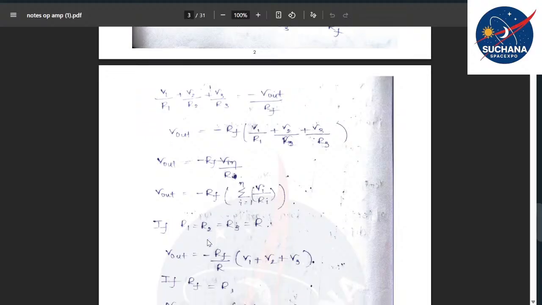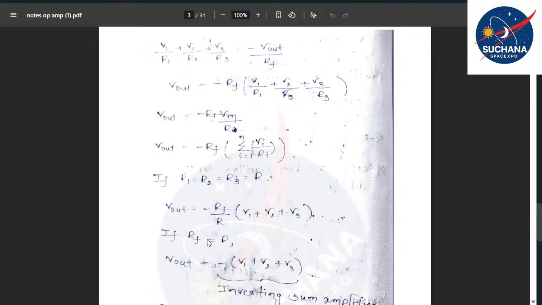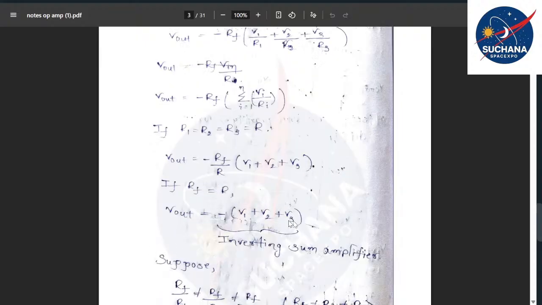Then we discussed a few conditions, like what happens if R1 is equal to R2 is equal to R3 is equal to R. Then V out is equal to minus RF by R into V1 plus V2 plus V3. If RF is also equal to R, then V out is equal to minus of V1 plus V2 plus V3. This kind of amplifier we call the inverting sum amplifier.